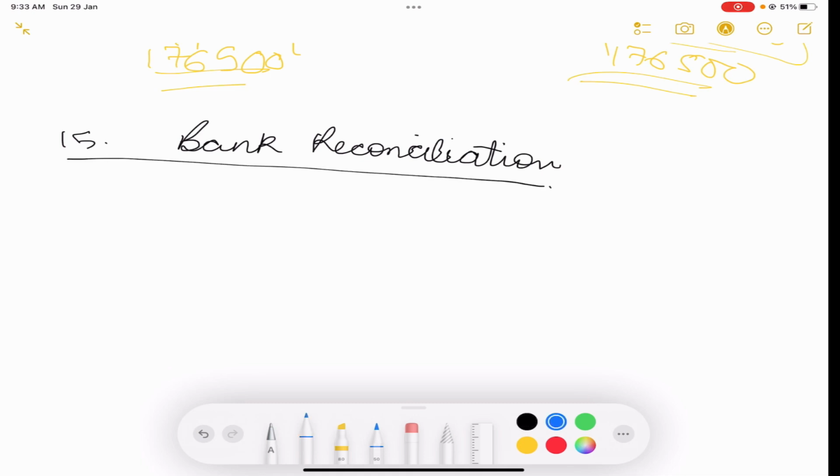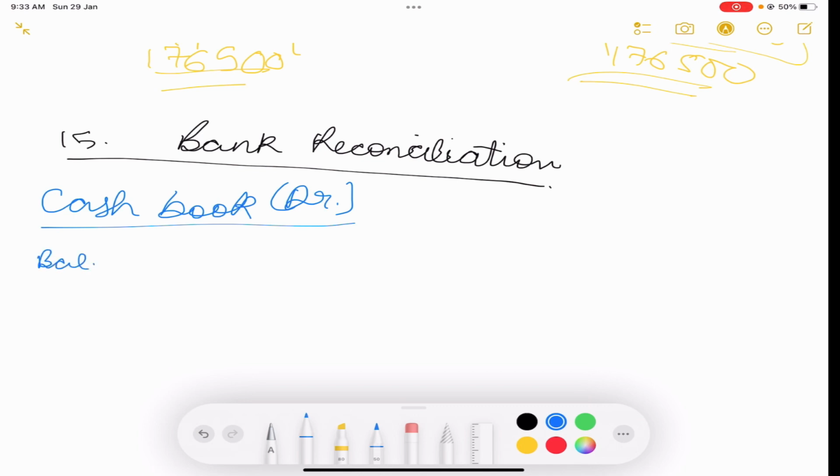So when we are talking about the cash book, what is the balance of the cash book? No doubt, we know that the balance of the cash book is debit. We've been doing this since forever. The balance of the cash book is debit, which means if my cash increases, I debit it. If my cash goes out, I credit it. This is very simple. So if there is an increase in cash, I debit it. If there is a decrease in cash, I credit it.